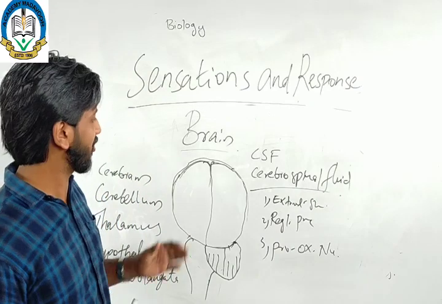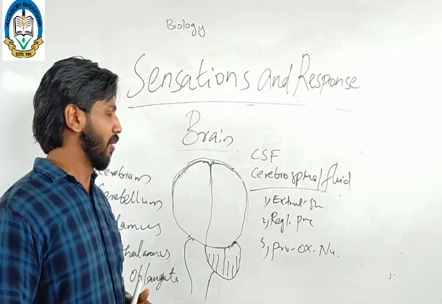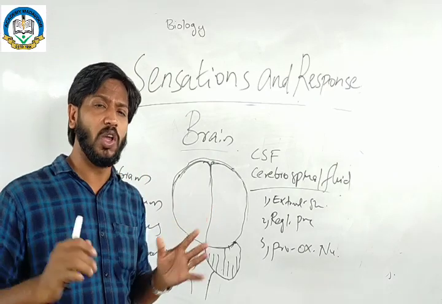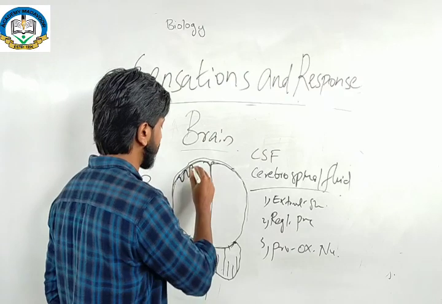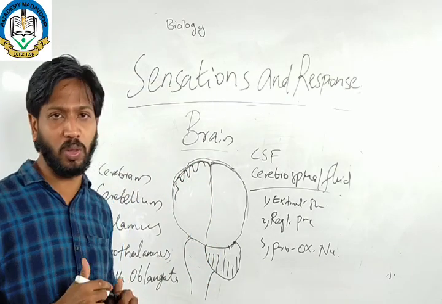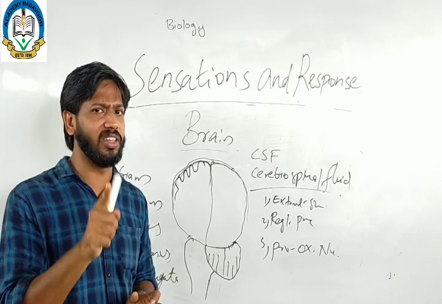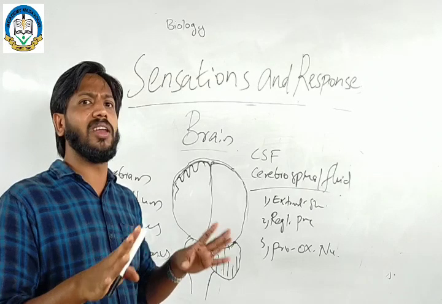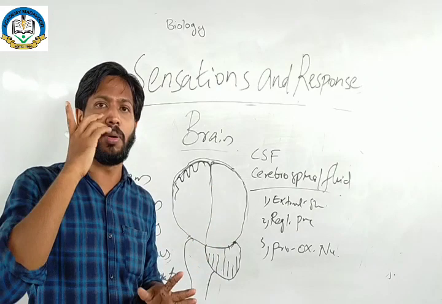Okay, next, our brain's first part is the cerebrum, the largest part. Numerous fissures and folds are seen here. Very important point is this function. The function is intelligence, imagination, thought, memory.